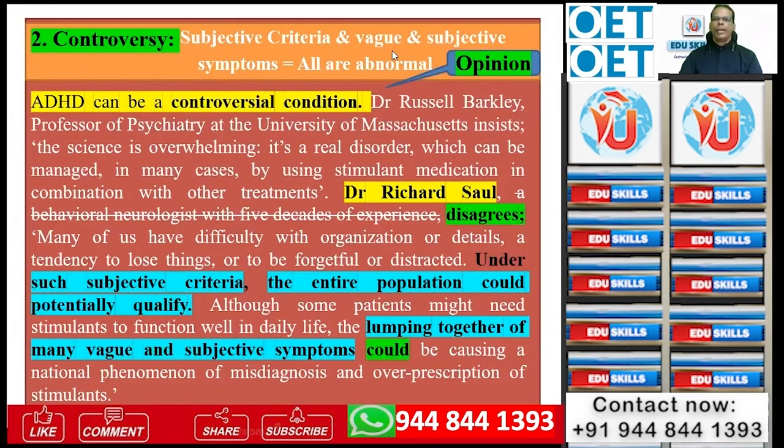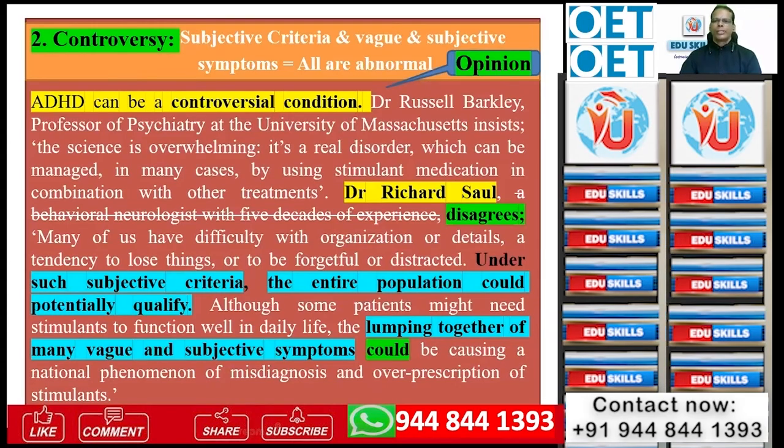Subjective criteria and vague and subjective symptoms, all are abnormal. See, this paragraph speaks about subjective criteria or the vague subjective symptoms. It's not very sure what the symptoms of this particular disease are. So what the author says, Richard Saul says, is like when you skim, you should look for names. So the question is here, the answer is here with this name. Okay, there is one more name, but then there are 2 names. So when you look into 2 names, definitely you'll find one name in the question. Definitely you can go there.